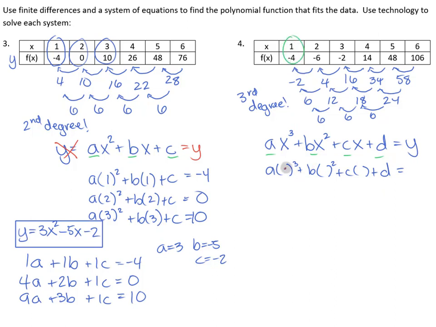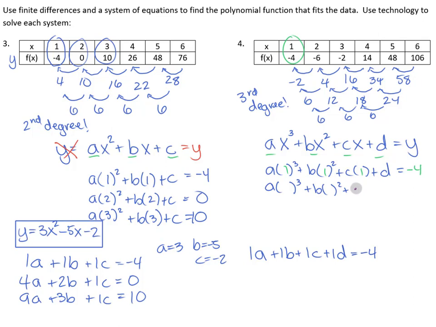Let's start here. 1 for x and negative 4 for y. And so my new equation, when we simplify this, 1 cubed, of course, is 1. So we get 1a. 1 squared is 1, so we get 1b. Then we have 1c. We do have 1d, even though we didn't write the 1 in front of it beforehand, equals negative 4. There's my first of 4 equations we need. Okay, so let's plug in our next points here.